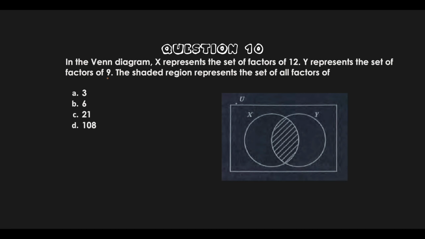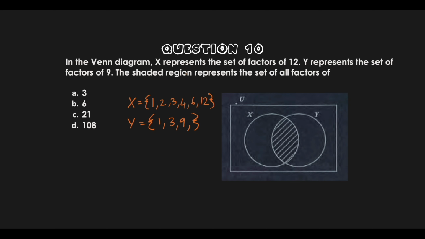So for this particular question, it says in the Venn diagram, X represents the set of factors of 12. So let's try to list the factors of 12. The factors of 12, numbers that can go into 12 equally, would be 1, 2, 3, 4, 6, 12. Now for Y, it says Y represents the set of factors of 9. So that's Y equals 1, 3, 9. These are all the numbers that can go into 9 equally without a remainder.